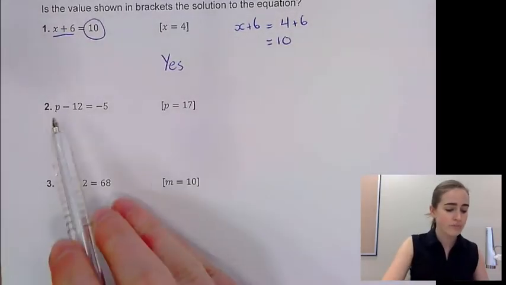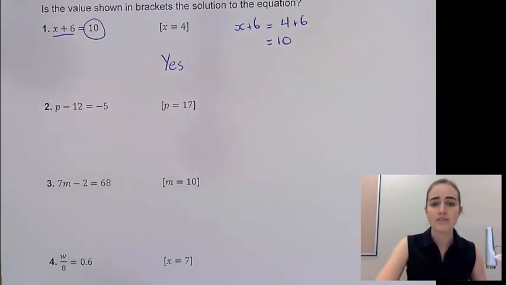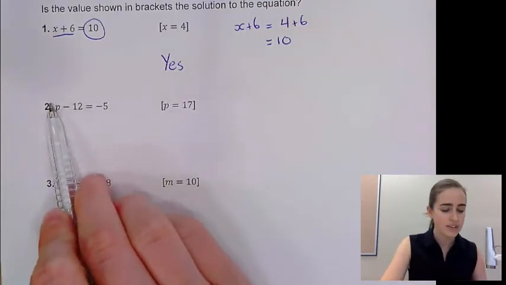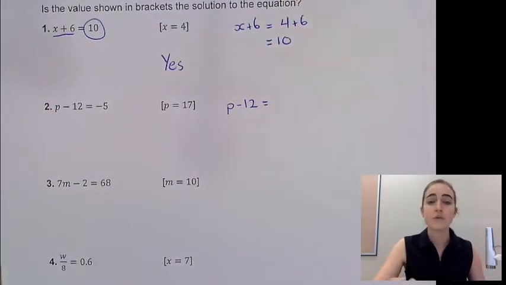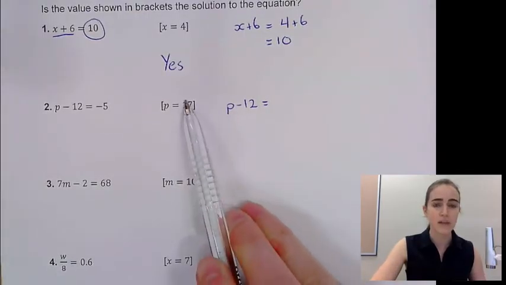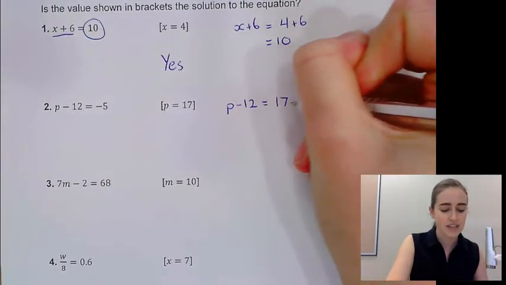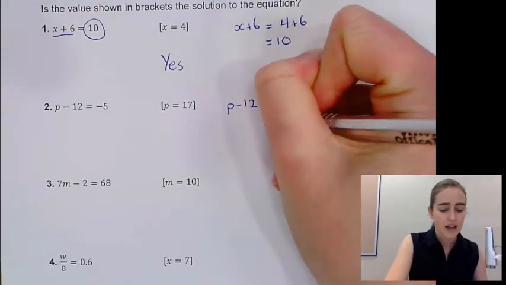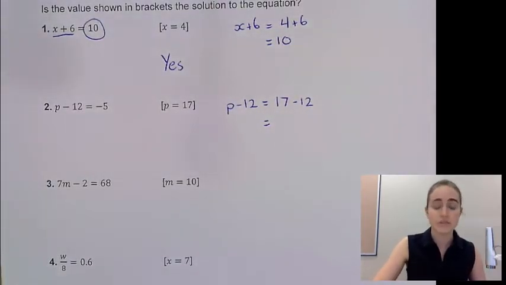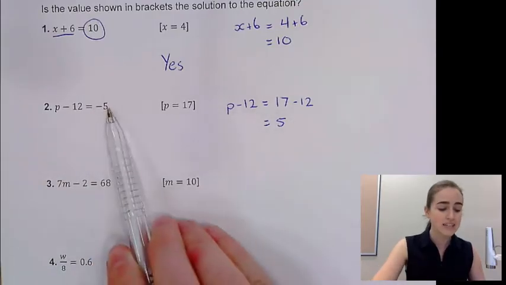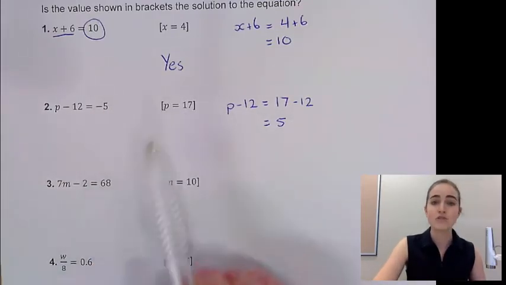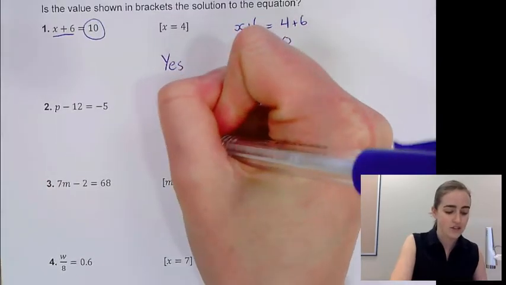So question 2, we've got p minus 12 equals minus 5, and we want to know if p equals 17 is the solution. So again, we're going to look at this section of that equation. So we've got p minus 12, then we're going to substitute in. So we're going to replace our p with our 17. So we'll have 17 minus 12, and 17 minus 12 will give us an answer of 5. Now what we wanted as our answer was minus 5. So because we didn't get what we were after, that means that this is not the solution to that equation.